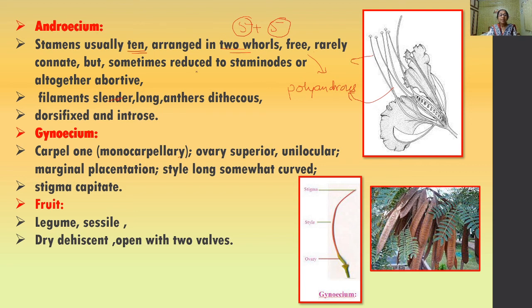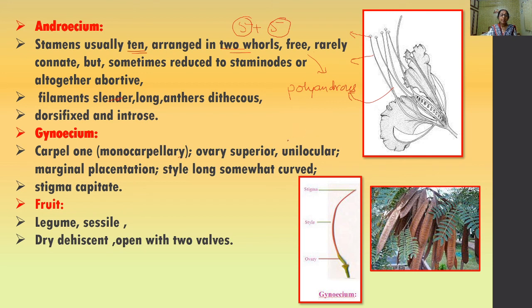Now, the stamens are further divided into the filament and anther lobe. So, the filaments here are slender and long, while the anthers are diathecous in nature. So, this is the position of the anthers. They are dorsifixed and they are introrse, meaning pointing towards the center of the flower.